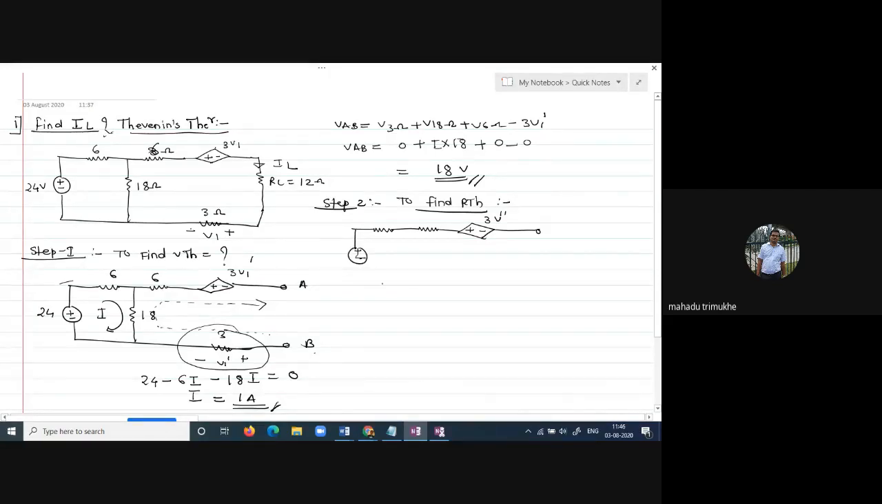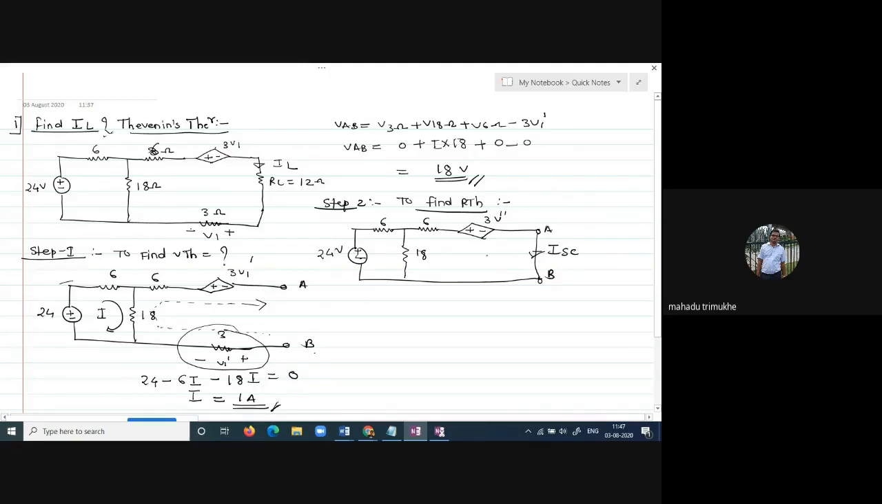Positive, negative, 24 volt, 6 ohm, 6 ohm, 18 ohm, and load resistor. Whatever open circuit is there, we have to short circuit at the load. That is nothing but your IS, the current flowing through the load resistor, IS.